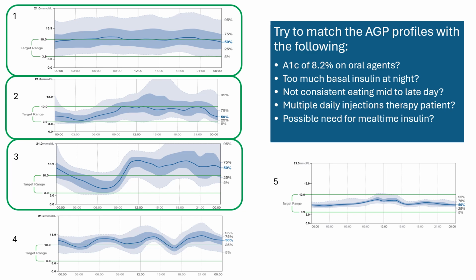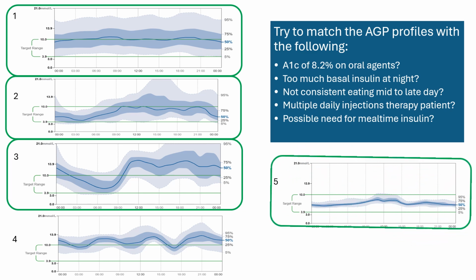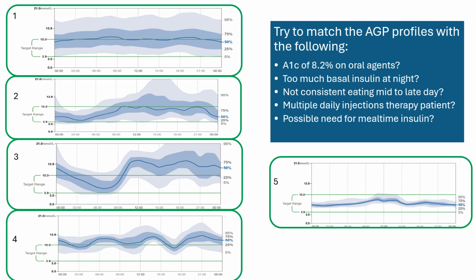If they're taking multiple daily injections, is it 4 or 5? Let's see. So it's going to be 5 because they're actually managed really well. So the MDI is keeping their sugar in that normal range. And the 4th one would be possible need for mealtime insulin. Look, we've got some rises with each meal. So that is what's going to match over here.